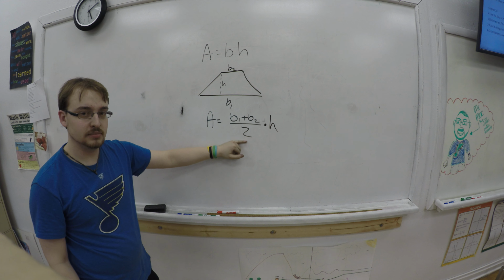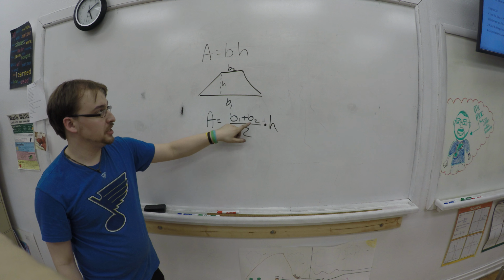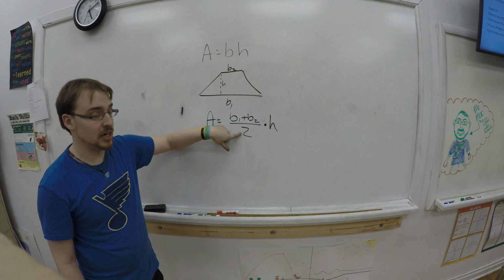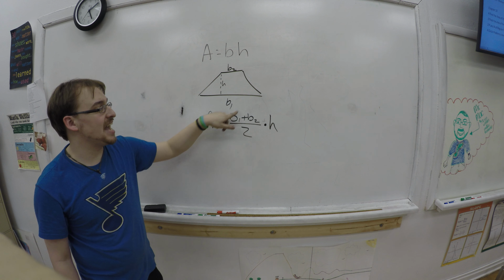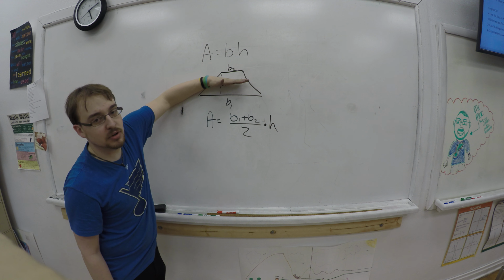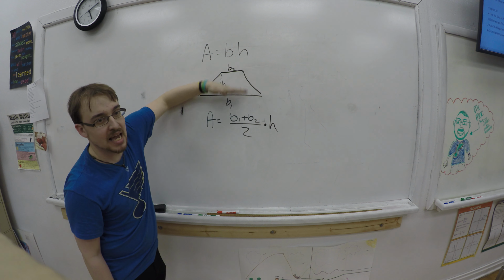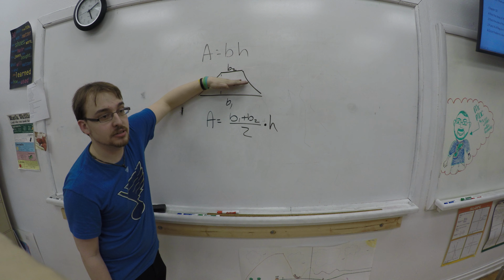Have you ever seen this before? Yeah. Yep. Good. It's base 1 plus base 2, whatever the lengths are, divided by 2. Why? Because we're trying to find the average of the bases. We're trying to find what would a base be if we had it here. It's halfway in between, so it's the average of the bases.